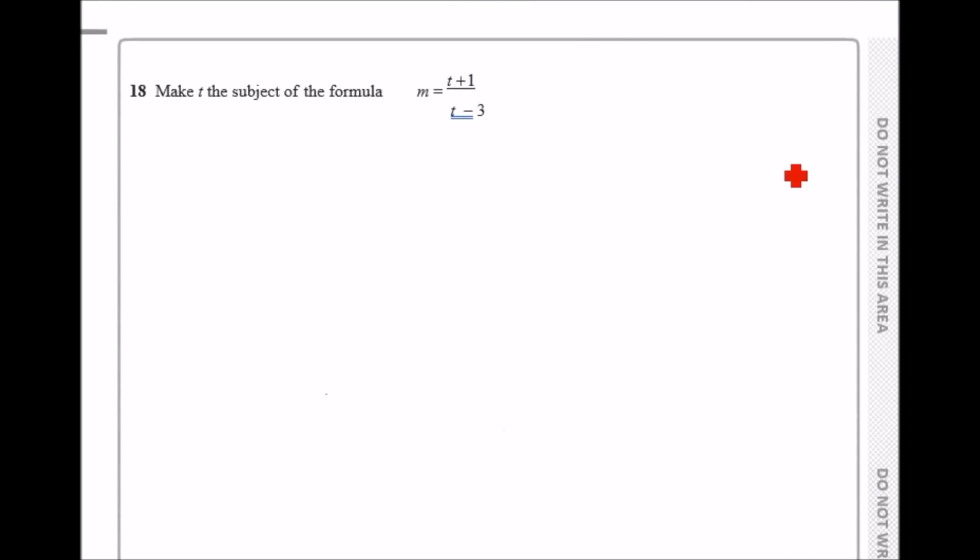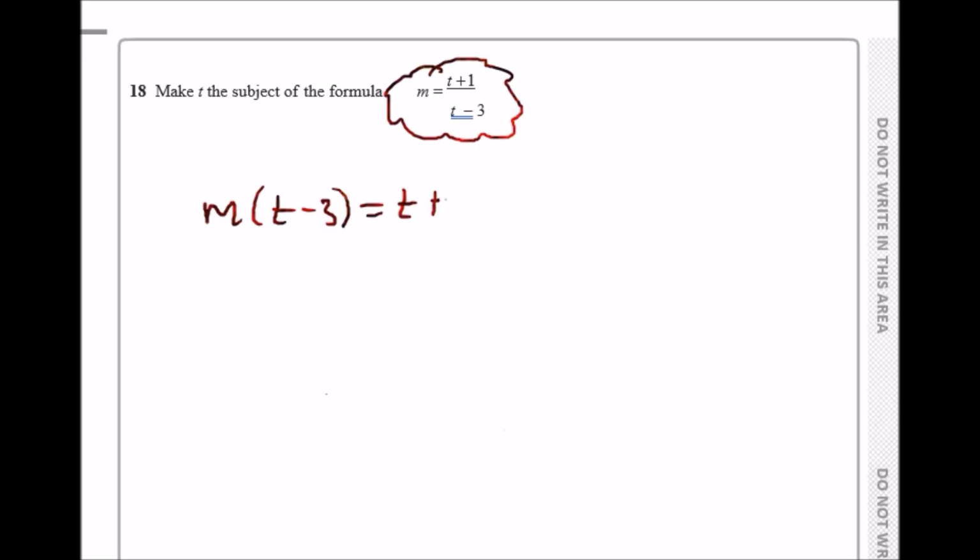Alright, moving on. Okay, so algebra, nice. Making t the subject. This is easy. We've got m equals t plus 1 over t minus 3. The first thing we're going to do is always clear the fraction. So let's multiply t minus 3 across. We have m times t minus 3 equals t plus 1. Now expanding the left-hand side, we get mt minus 3m equals t plus 1.